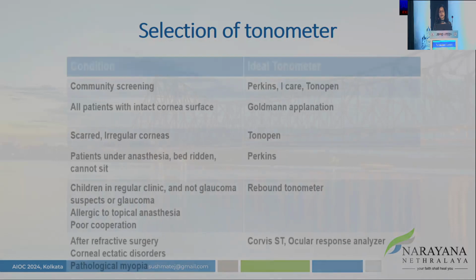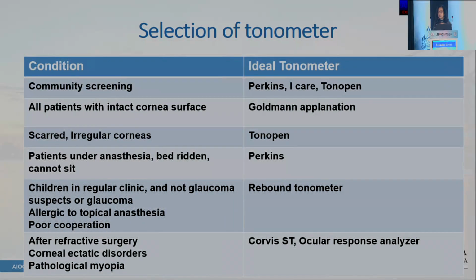So basically, to select the tonometer for which patient: for community screening, the Perkins, iCare and Tonopen fare better. All patients with intact corneal surface who are able to sit at the slit lamp, Goldmann applanation tonometry for sure. For scarred and irregular corneas, you can use Tonopen.